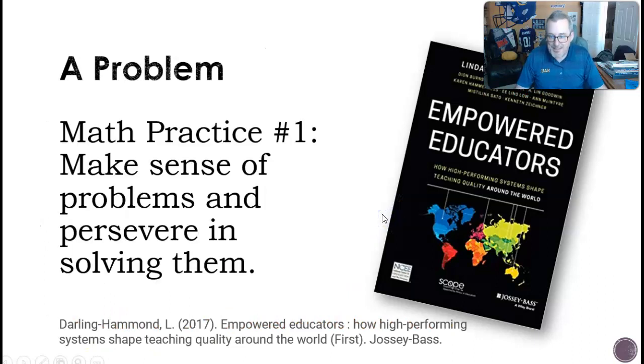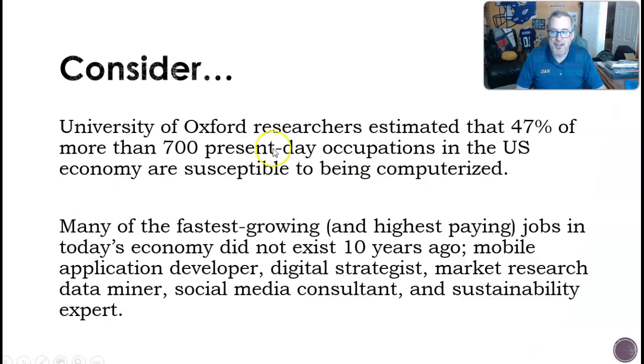Why? Because we have a problem. I'd like to share a resource. This is not anything you'll be reading. I'm just going to share with you a good book about education called Empowered Educators. And in it, they say this: University of Oxford researchers estimated that 47% of more than 700 present-day occupations are susceptible to being computerized. As I sit here in May of 2023, the conversation on AI and ChatGPT is probably making this even greater than when this book was written.